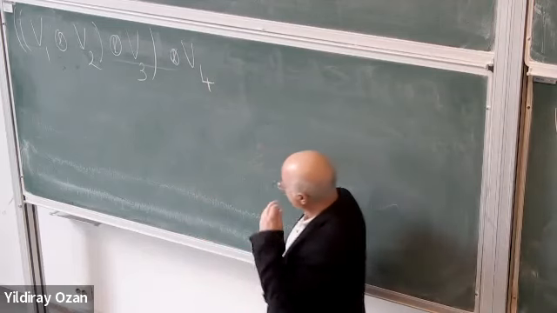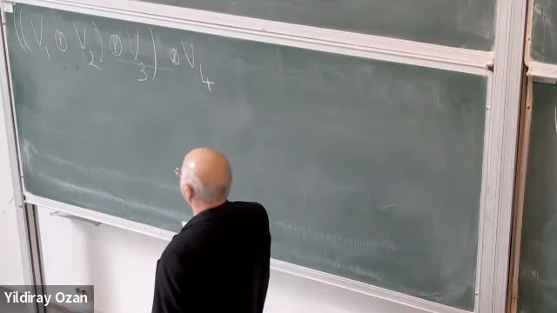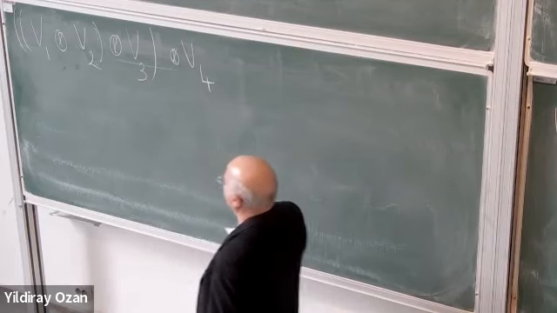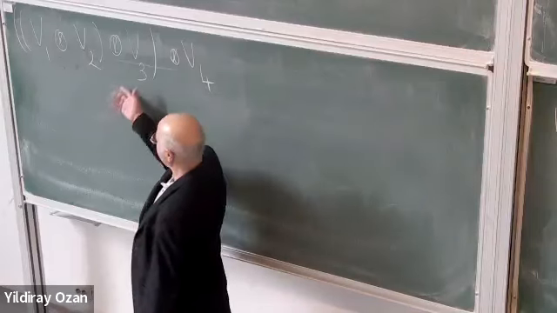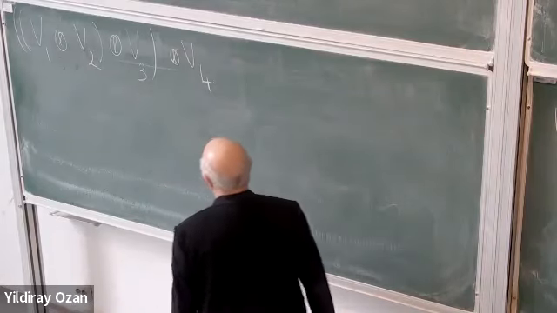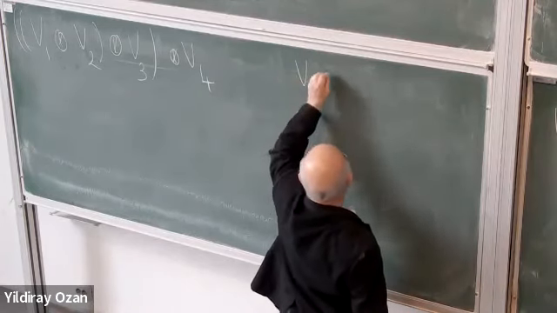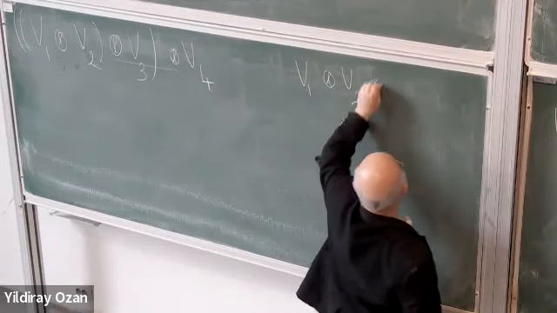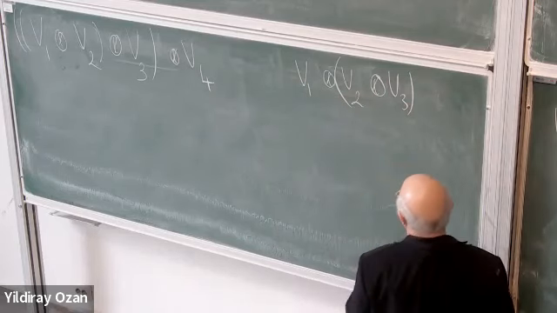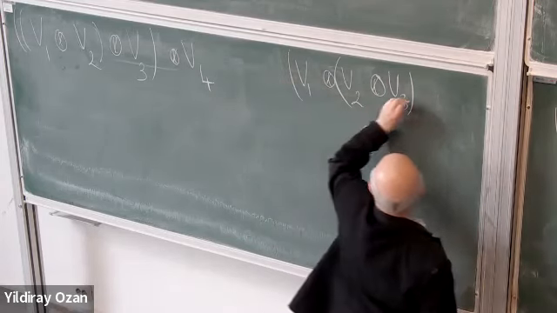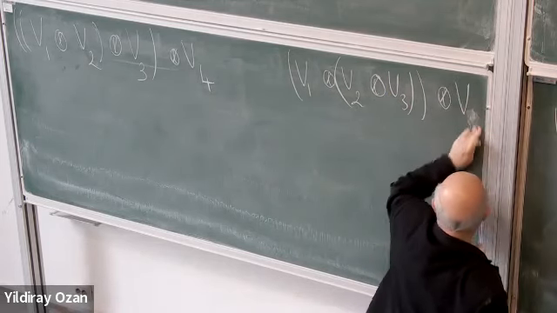And the kind of nasty part is the following. You may do this in different order. For example, I can first take the tensor product of V2 and V3, and then take tensor product with V1, and then take tensor product with V4. Okay.